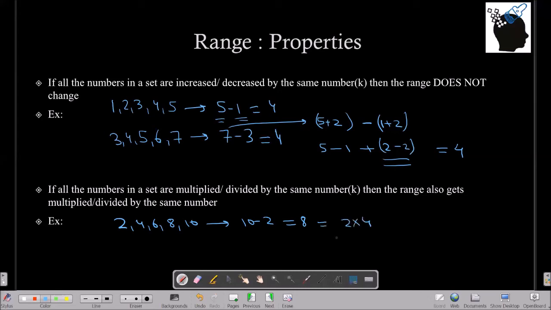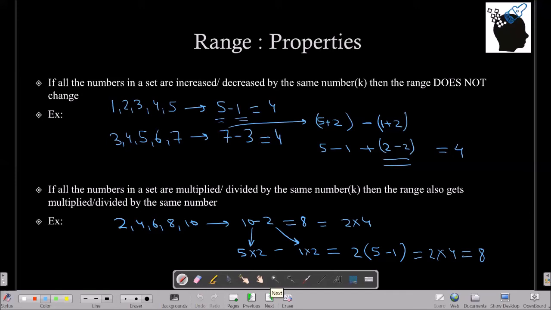Now what happened in this case? We got 10 by multiplying 5 by 2 and 2 by multiplying 1 by 2. We can take 2 common and it becomes 2 times 5 minus 1, or 2 multiplied by 4, or nothing but 8. So if all the numbers in the set are increased or decreased by the same number, then the range does not change. But if all the numbers in the set are multiplied or divided by the same number, then the range also gets multiplied or divided by the same number.